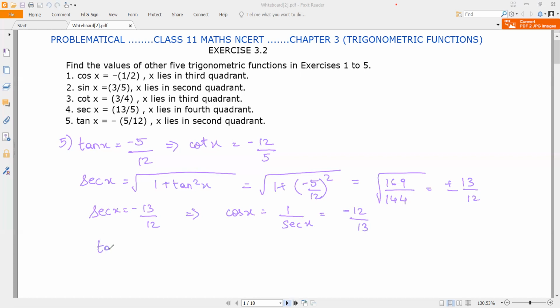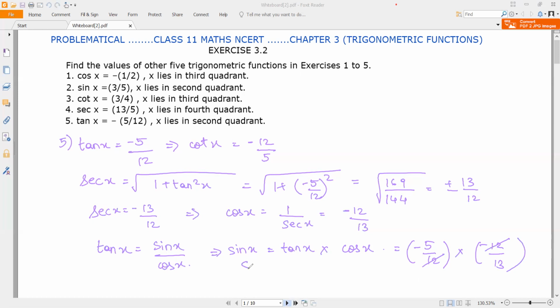Now, tan x is equal to sin x upon cos x. We have tan x, we have cos x, so we can get sin x as tan x multiplied by cos x, which is minus 5 upon 12 multiplied by minus 12 upon 13. 12 and 12 will get cancelled, negative will be positive, and you'll end up with sin x is equal to minus 5 upon 13. Now, cosec x is equal to 1 upon sin x, so it will be minus 13 upon 5.